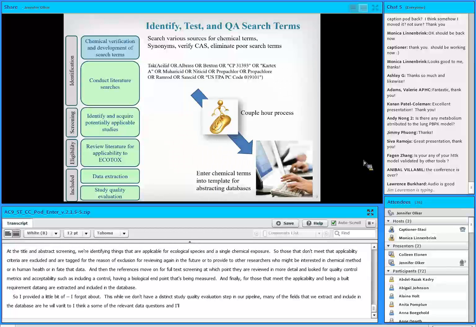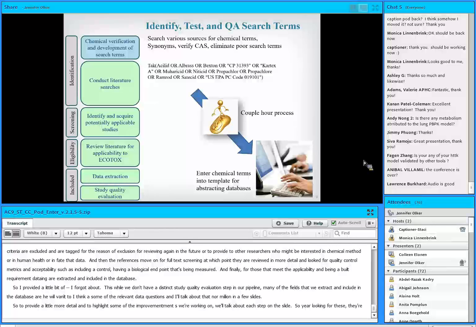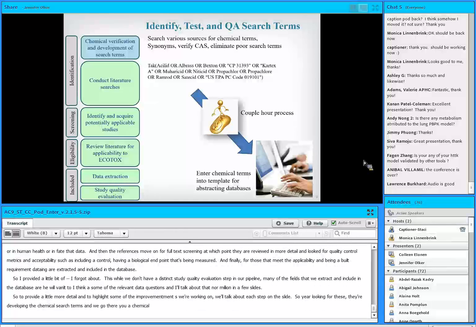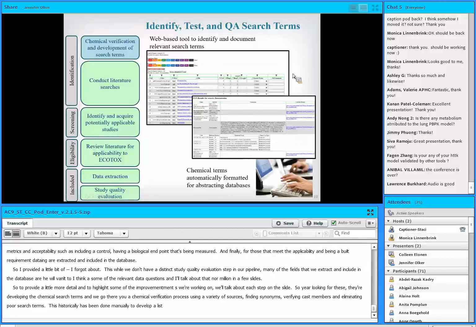So to provide a little bit more detail and to highlight some of the improvements that we're working on, I'll talk about each step on a slide. So we're developing the chemical search terms. We go through a chemical verification process using a variety of sources, finding synonyms, verifying the CAS numbers, and eliminating poor search terms. This historically has been done manually to develop a list of search terms as seen here, and takes a few hours.